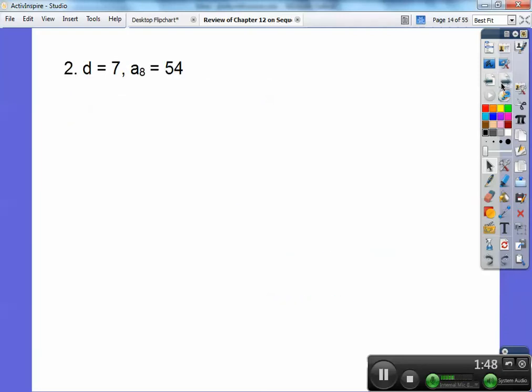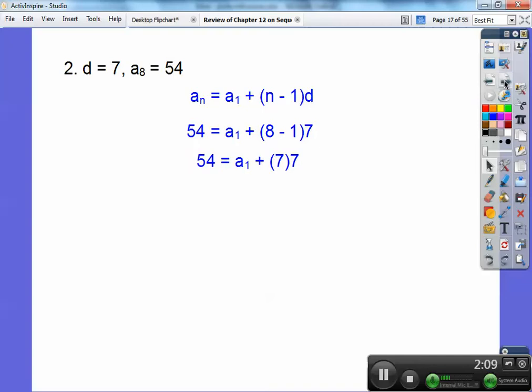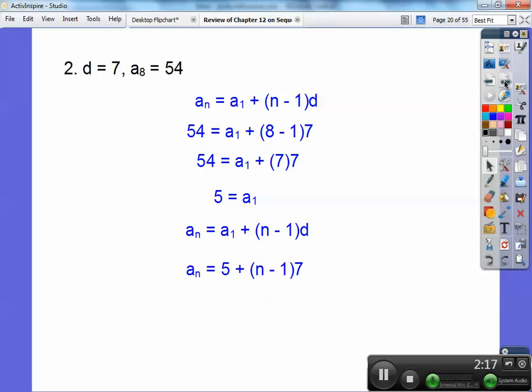Okay, this one here, since it's d, that means it's arithmetic, and it says your eighth term. Now remember, it's arithmetic, so I need my first term. So if my eighth term is 54, I'm going to put in 54 right here and put in 8 minus 1 right here. And since d is 7, I'll put it in right there and solve for a sub 1. 8 minus 1 is 7, so 49. If I take away 49 from both sides, I get a sub 1 equals 5. Here's the formula, and then I'm going to plug in 5, and I'm going to plug in n minus 1 times 7, so distribute the 7 through, and you get 7n minus 2.